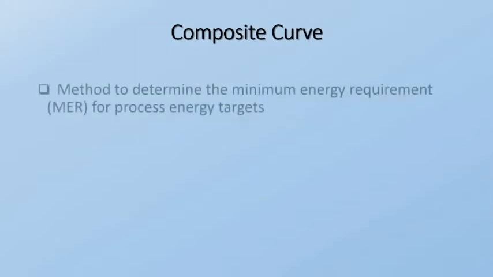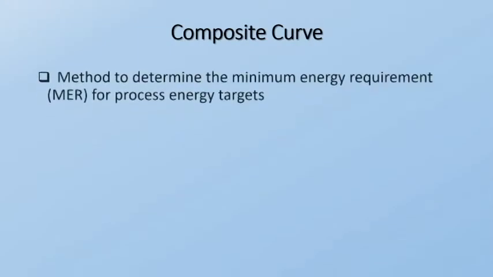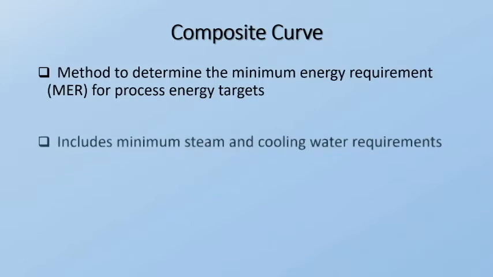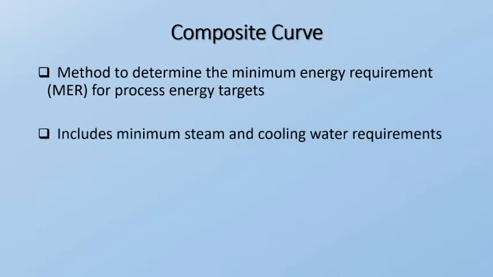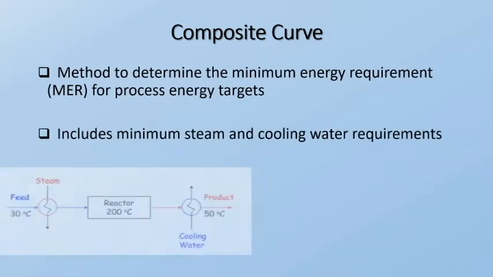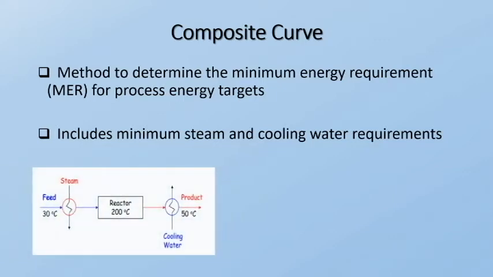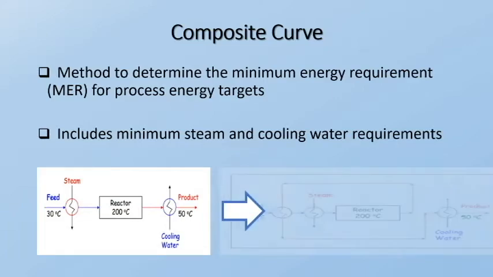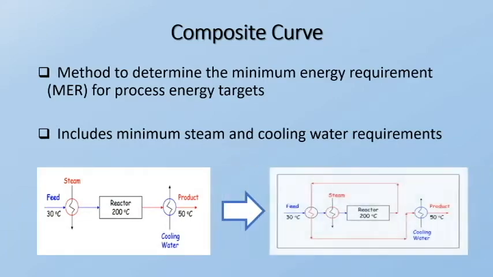What is composite curve? Composite curve is one of the methods used to determine the minimum energy requirement (MER) for the process energy target. It includes minimum steam and cooling water requirement. The left figure shows an example of the process before integration, and the right figure shows the process after the integration takes place.